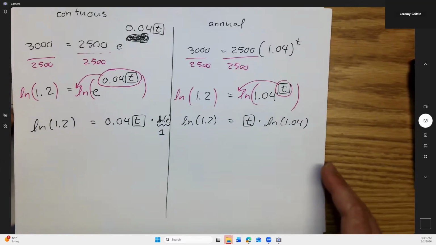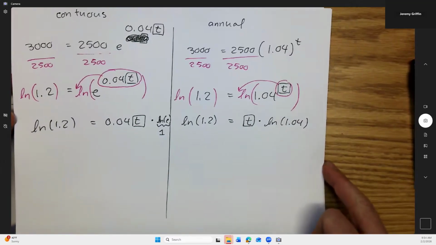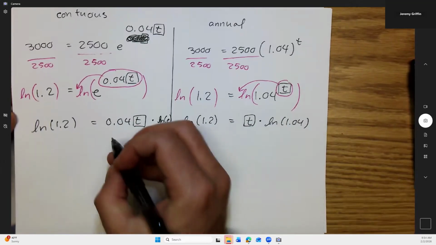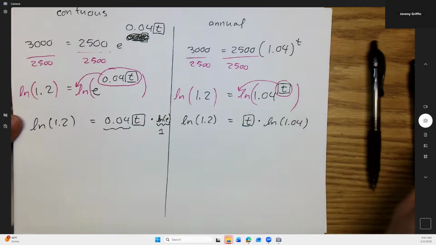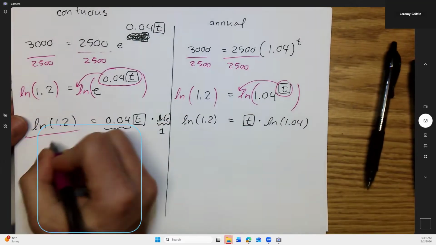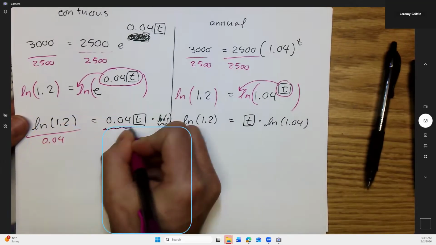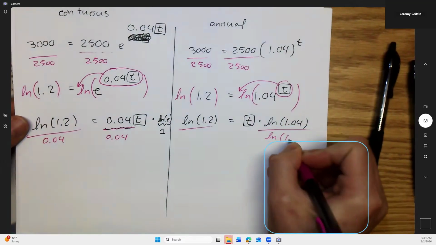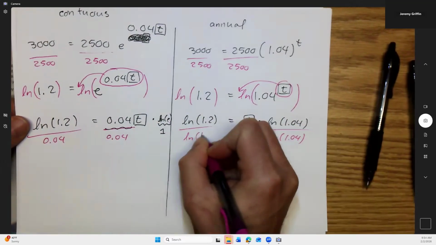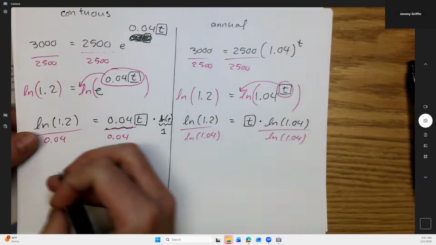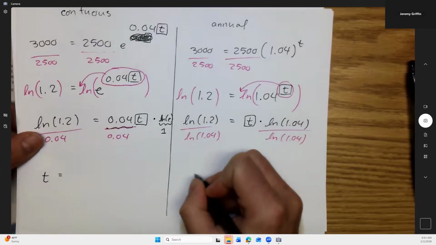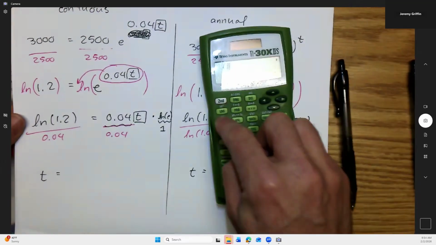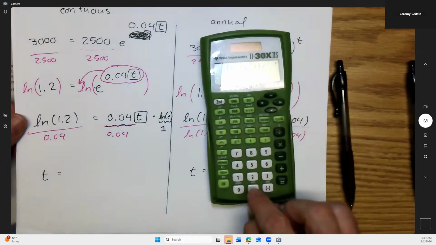You guys good so far? So what's the last step? Divide down this coefficient right here. On the continuous model, I'm dividing by 0.04. On the annual model, I'm going to divide by natural log of 1.04. Let's see how these times compare. I think they'll be fairly similar to each other, but maybe slightly different answers. So it's natural log 1.2 divided by 0.04.